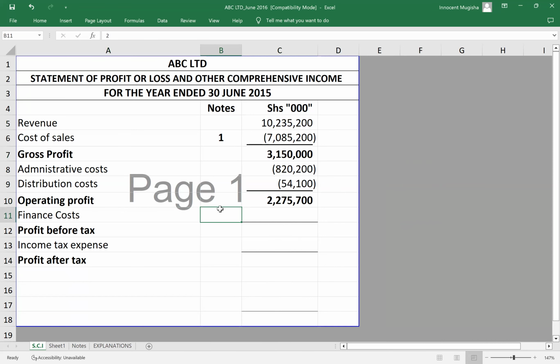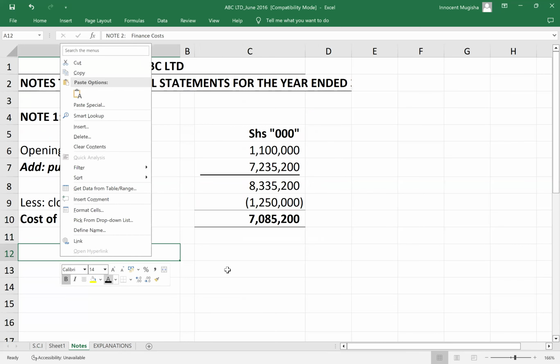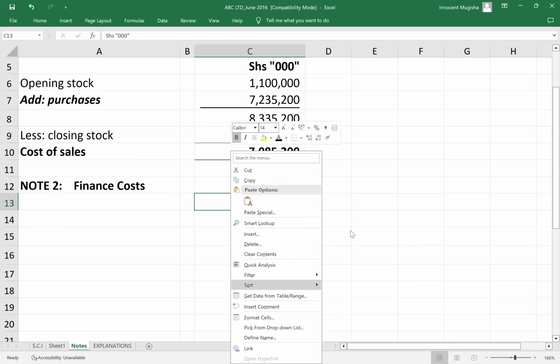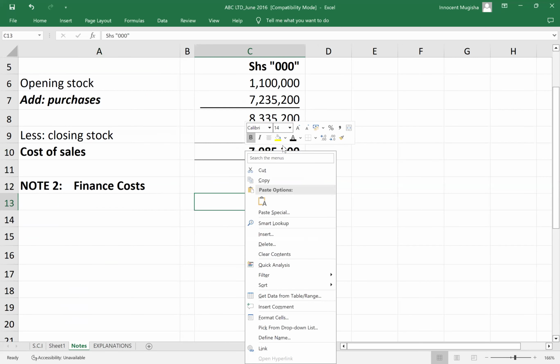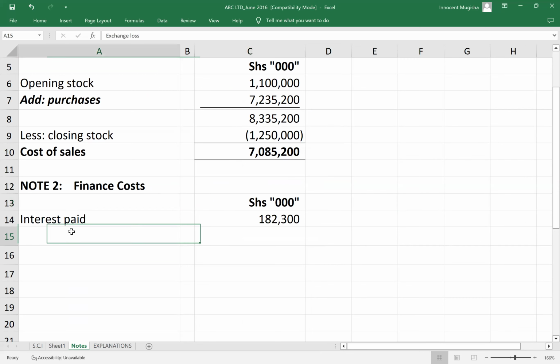The finance cost has been worked out in note number 2. Let me see what we have here. So note number 2, we have our finance cost, which I work out. I'm not supposed to do it on the face. I have to do it in the notes. So the interest paid is given as 182,300.